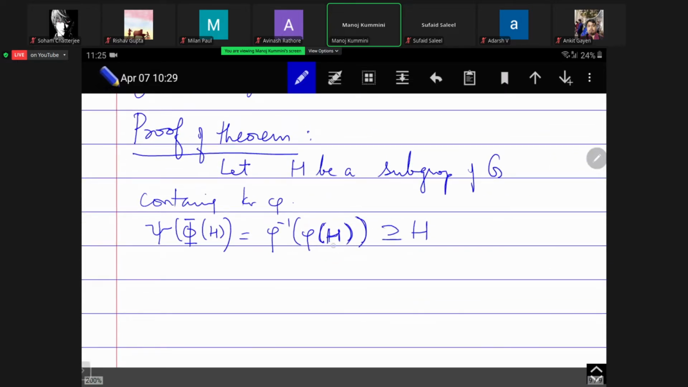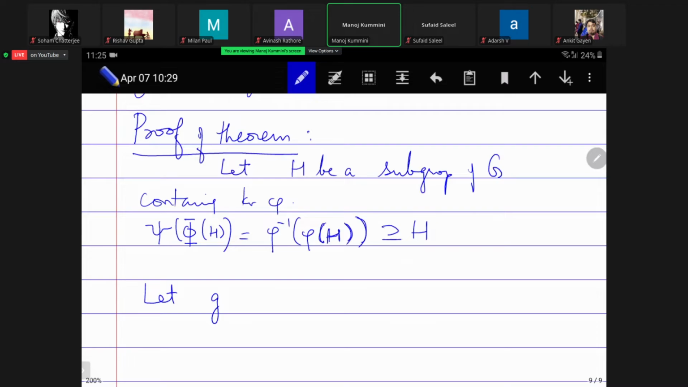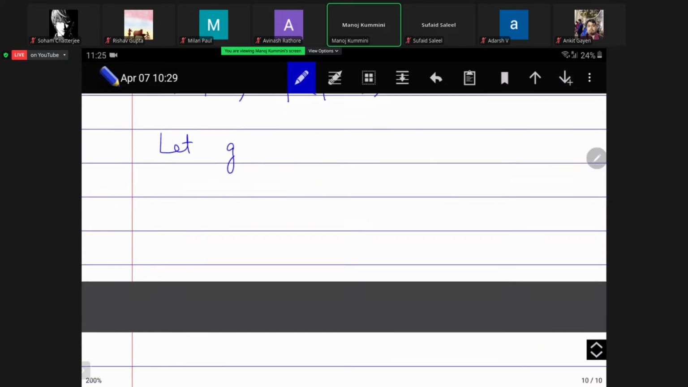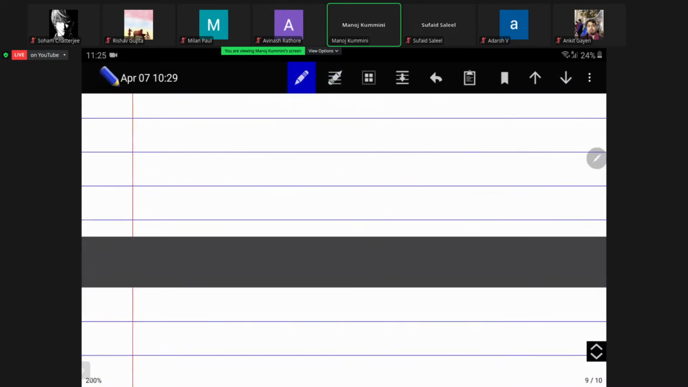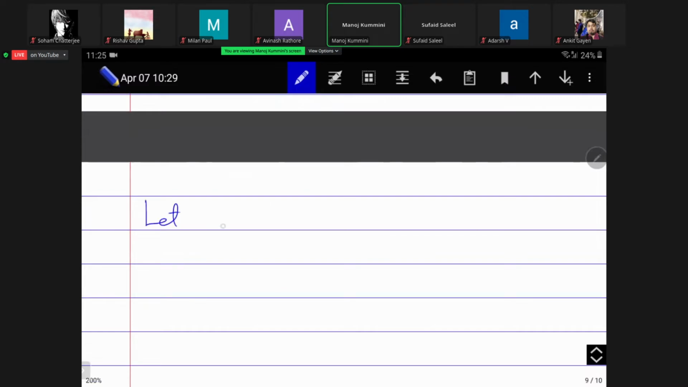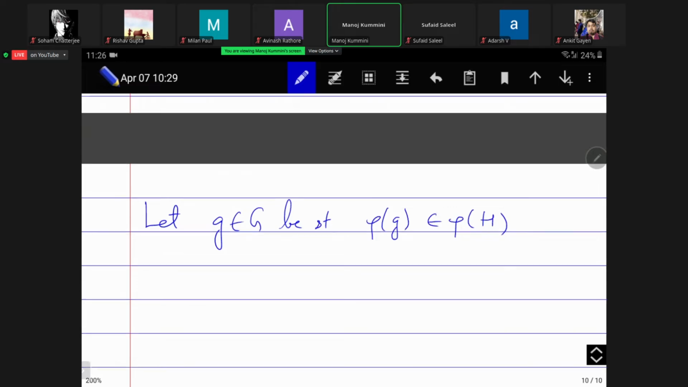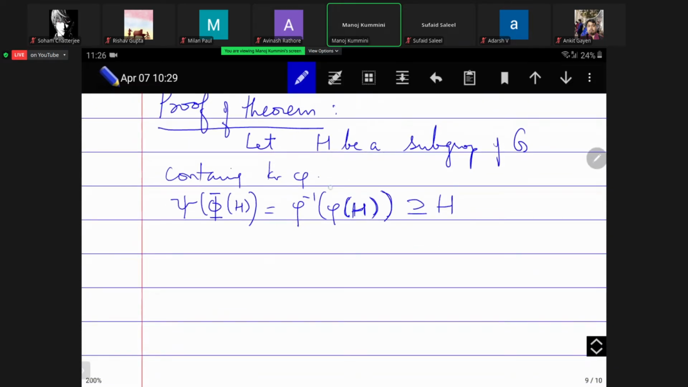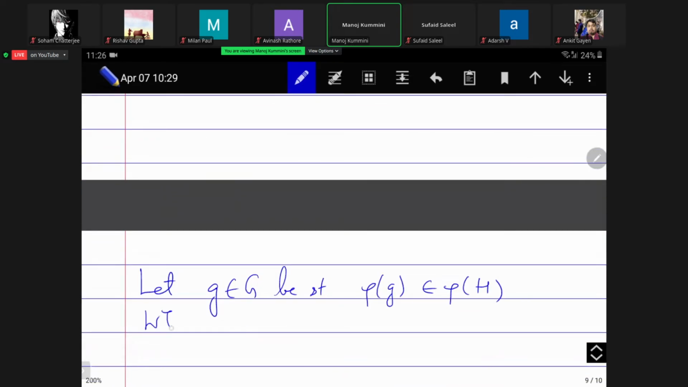So now suppose that there is some element in this. Let g in G be such that phi of g is inside phi of H. In other words, g is in this phi inverse phi H, and we want to show that g is inside H.